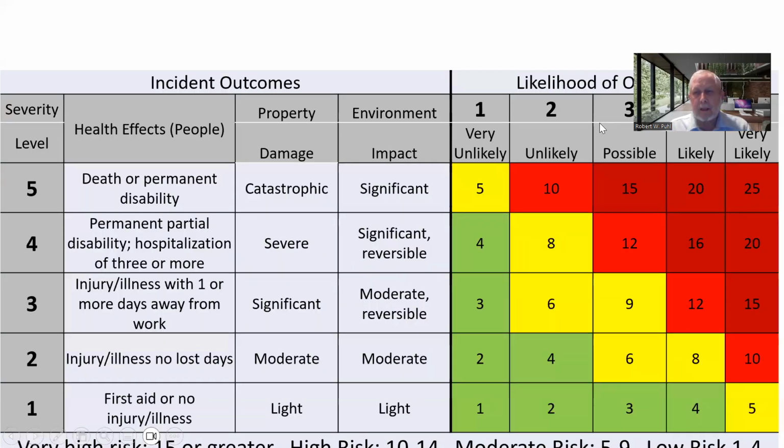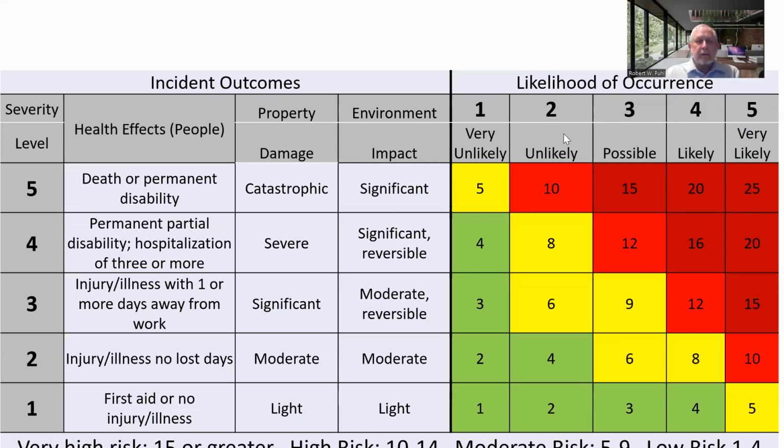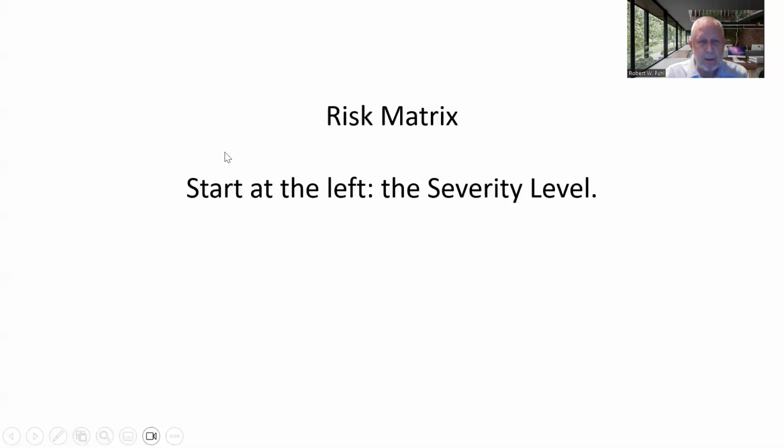This is what it looks like here. I'm going to move my head here. All right. It shows incident outcomes, likelihood of occurrence. So you have two different things. You have the severity level over here, and you have the likelihood of occurrence over here. And you can see that 5 times 5 is 25. 4 times 3 is 12. All right, basic math. Now we have incident outcomes, and we're going to talk about all this stuff in more detail.